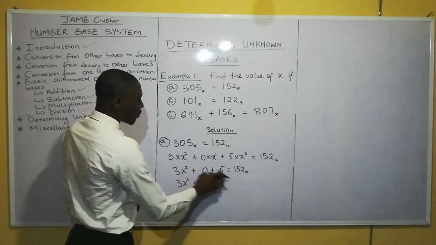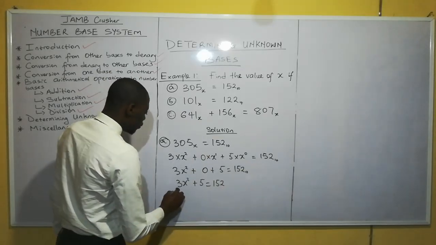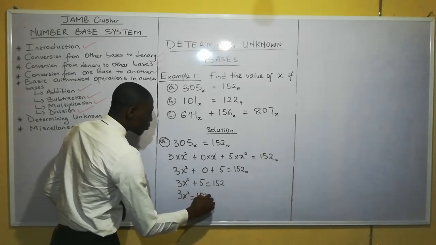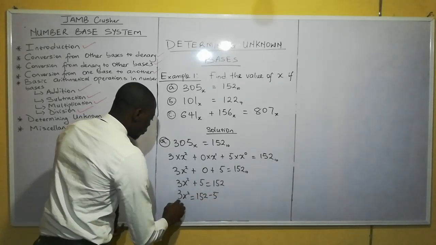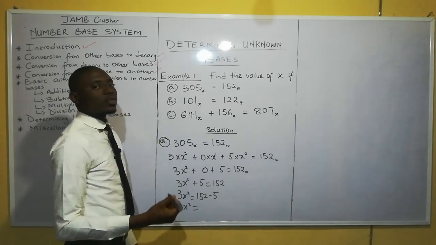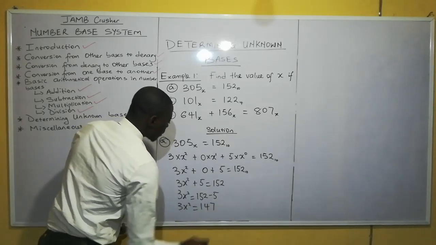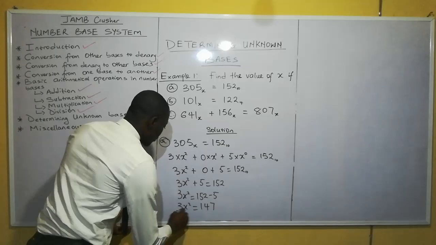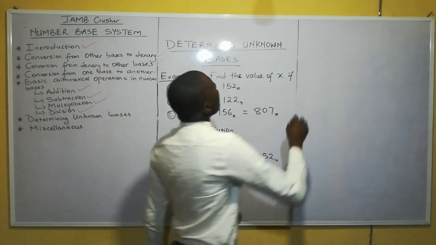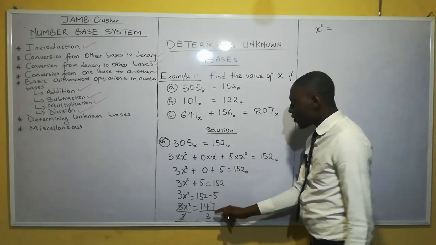Now I will take this plus 5 to the other side. If I take plus 5 to the other side, it will become minus 5. So I have 3x squared is equal to 152 minus 5. What is 152 minus 5? That is 147. So I have 3x squared is equal to 147. From here, what should I do? I will divide both sides by 3. 3 cancels 3, and so I have x squared is equal to, what is 147 divided by 3?